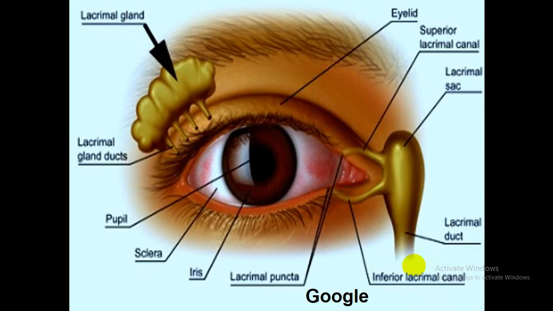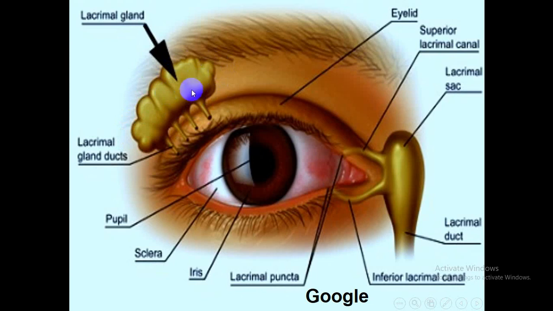I will start with the lacrimal gland, this gland. Now what is the position of this gland? It is located in the lacrimal fossa, and the lacrimal fossa is in the orbital plate of the frontal bone behind the superolateral margin of the orbit. So it is behind the superolateral margin of the orbit, in the lacrimal fossa, which is in the orbital plate of the frontal bone.